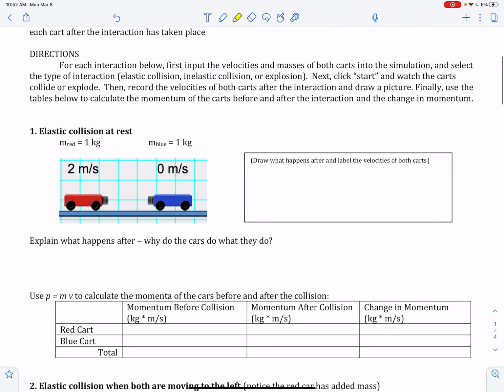So in the first example, you have what's called an elastic collision where one of the objects is at rest. So here you have a red car moving to the right at 2 meters per second, and it collides with a stationary blue car. Okay, but in front of the cars, there are these springs, and so they're going to bounce off of each other. Okay, so when you see elastic, you can think of bouncing.